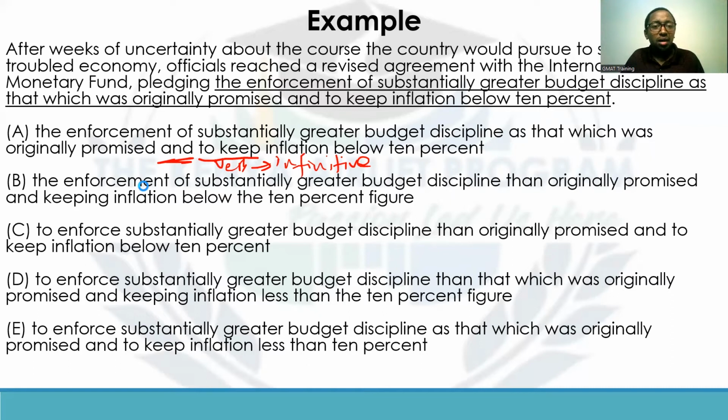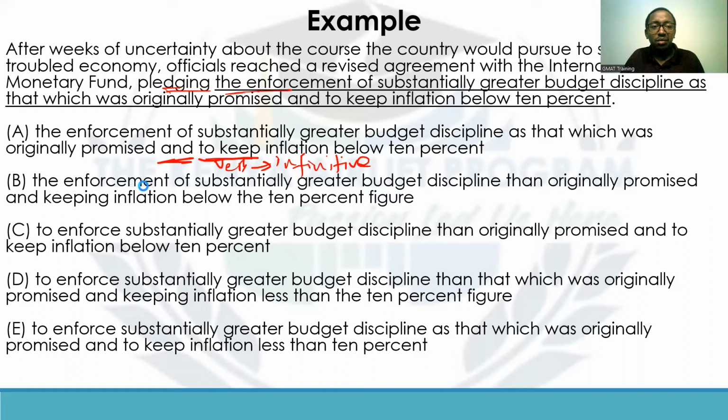So we go back and see the other part of that list. So this is one part, and then the other part is here. So pledging, the enforcement. It can be that this list is starting at pledging, or it can start at the enforcement. To know that, you can try to understand the meaning of the sentence. So this sentence says, these officials, they reached a revised agreement with the International Monetary Fund.